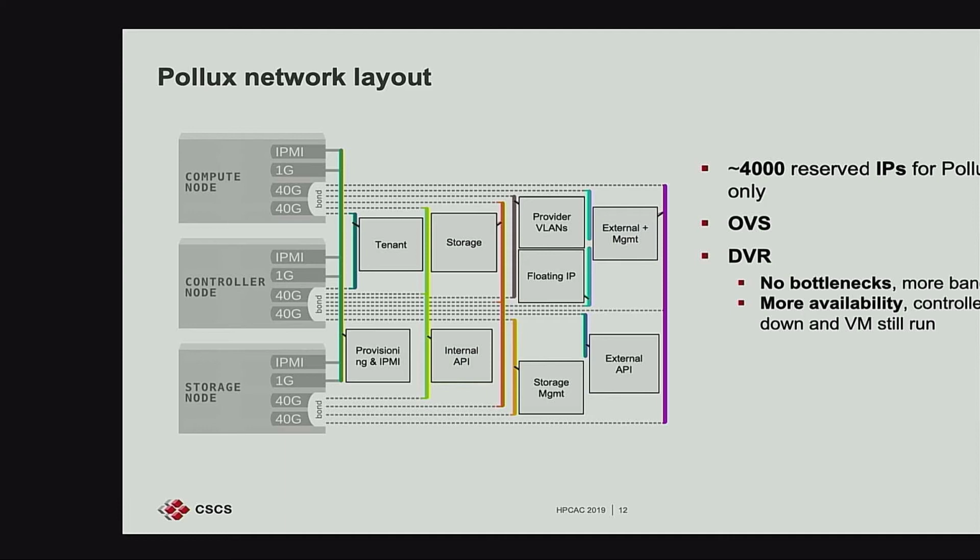We are using OpenVSwitch, which is a way to do software-defined networking. And we also decided to use DVR, which means distributed virtual routing. This is a bit special feature of our installation, because usually in OpenStack, all the network flow is going through the controllers using something called CVR. But we prefer to avoid this bottleneck and also improve the availability of our system by using DVR, which allows the VMs to route their network directly through the compute nodes on which they are running.